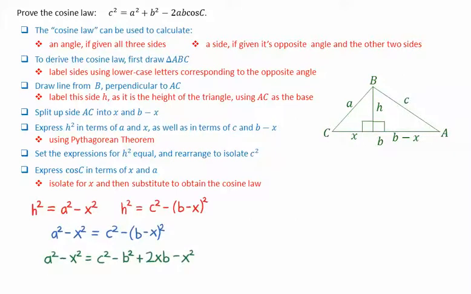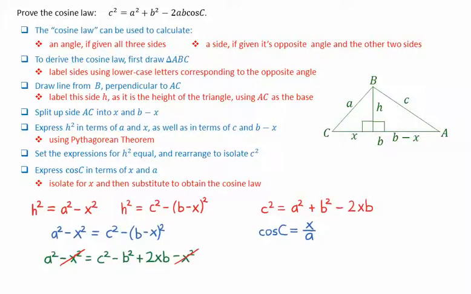We can expand out the brackets using FOIL. This gives A squared minus X squared equals C squared minus B squared plus 2XB minus X squared. Note here that the X squareds will cancel out. We then have C squared equals A squared plus B squared minus 2XB.